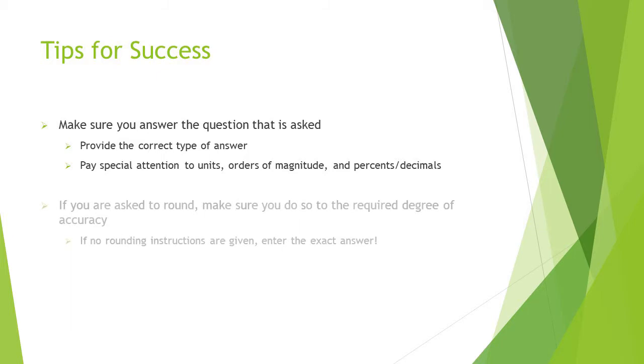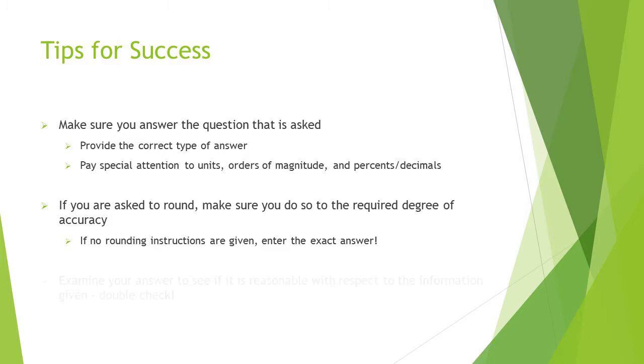2. If you are asked to round your answer, make sure you round to the required degree of accuracy. For example, if an answer of 46.7 is to be rounded to the nearest integer, you need to enter the number 47. If your solution strategy involves intermediate computations, you should carry out all computations exactly and round only your final answer in order to get the required degree of accuracy. If no rounding instructions are given, enter the exact answer.